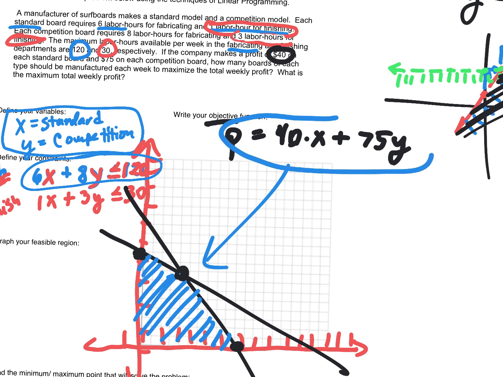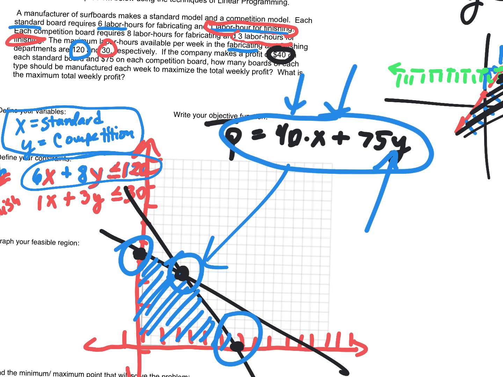That's called the objective function. Your objective, in this case, is to try to make a profit. If you sell one of these boards, you're going to make $40 a profit. If you sell one of these boards, you're going to make 75 a profit. Because they probably sell them for a lot more for the competition board. All right. And then one of these spots here, here, or here would give you the most profit.